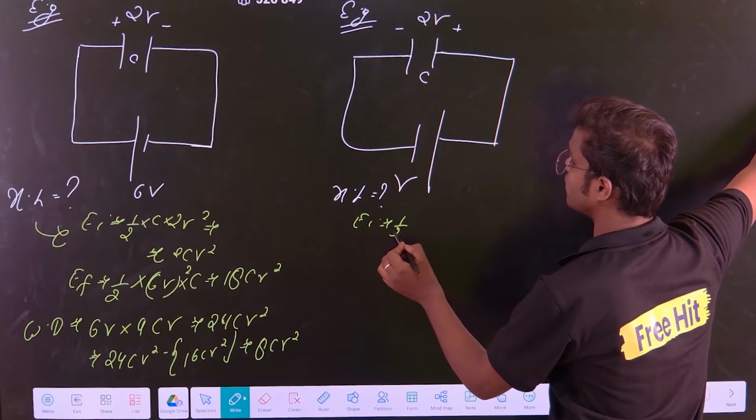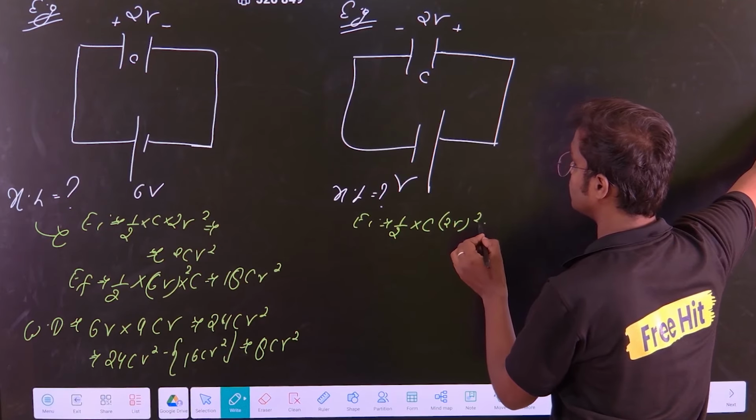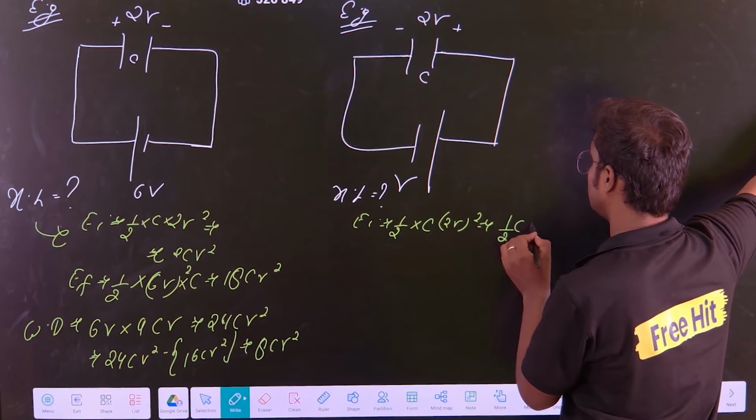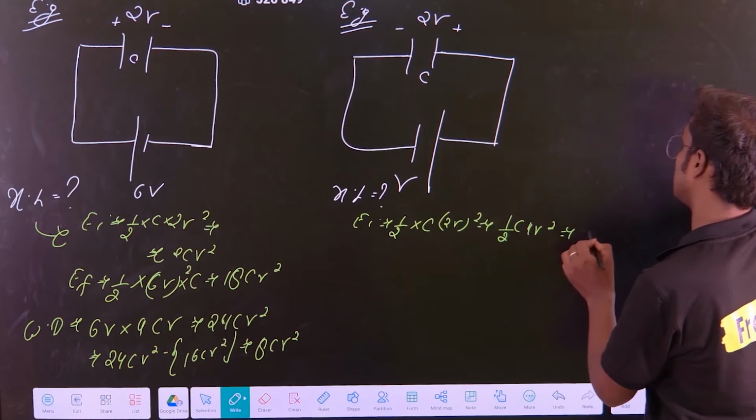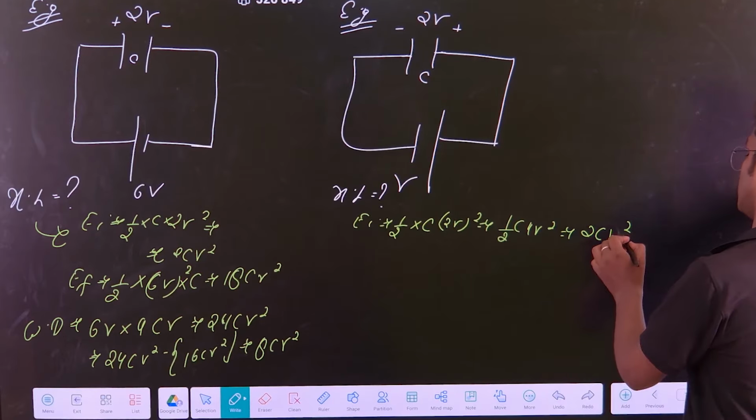That is half CV square, correct. Half C V square, that is 2V square. So this will become how much? Half C 4V square, that is 2CV square, correct. Any doubt here? Till here, anyone have a doubt?